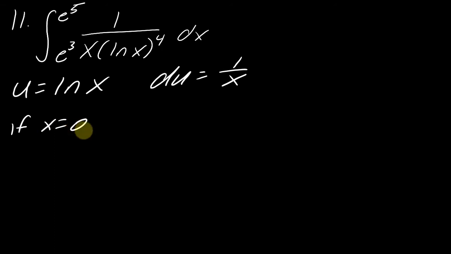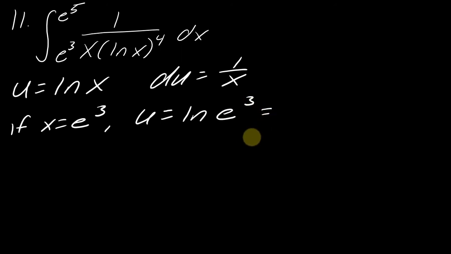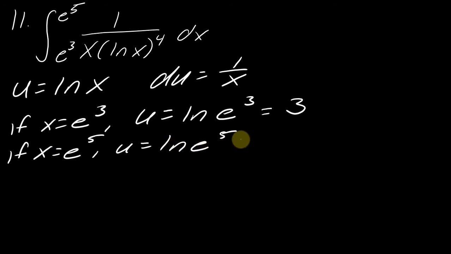So if my x is equal to e to the third, then my u will be the natural log of e to the third, and so then just using log properties, the natural log of e is just 1, and then you can just bring down that exponent, so this will just equal 3. And then if my x is e to the fifth, this will be u equals the natural log of e to the fifth. So you've got that.